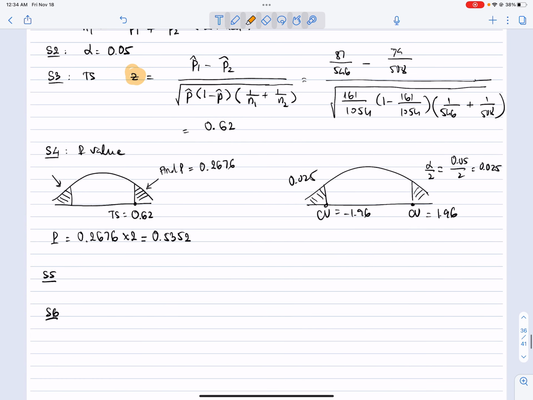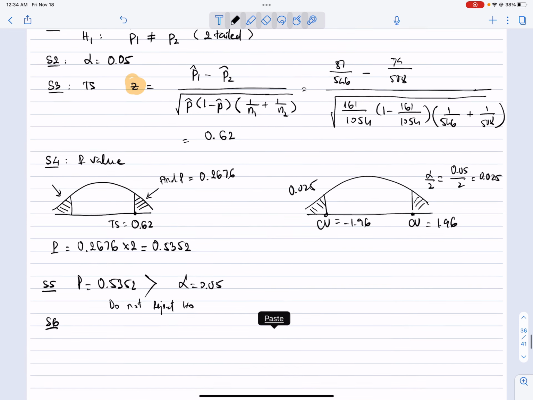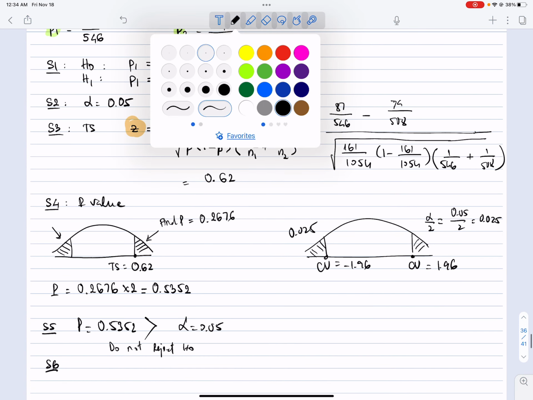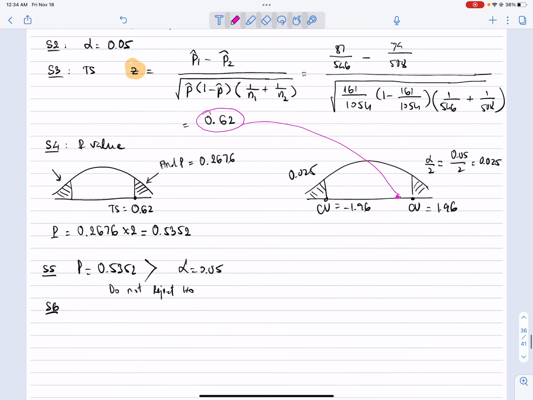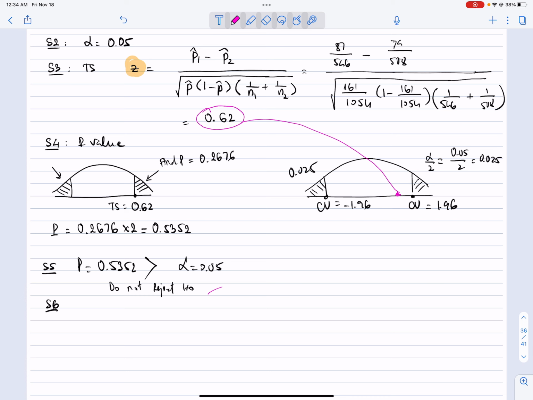Anyway, we have the P is 0.5352 and the alpha is 0.05, so the P is bigger. We do not reject the null, right? So now let's go to the critical value method. 0.62 lands on the blank whose name is do not reject, so we have the same decision.